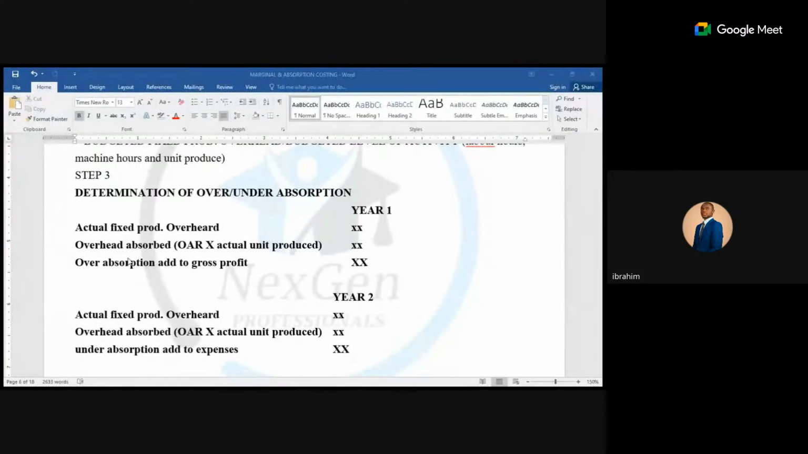Your overhead absorption rate that you calculated in step 2 times the actual unit. Can you see now that the budgeted now has elements of actual, because you are multiplying it with the actual unit produced? Now, when you multiply with your actual unit produced, you can compare. Yes, you can compare them, because budgeted has elements of actual.